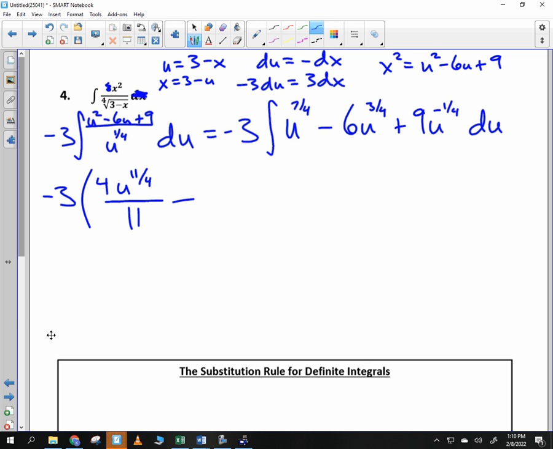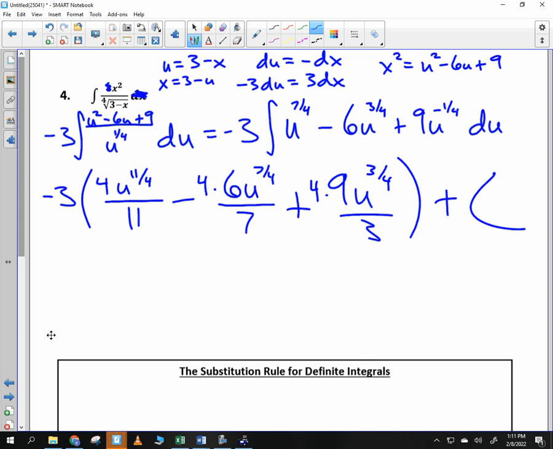And then we're going to have 6u to the 7/4 divided by 7/4 or multiplied by 4/7, plus 9u to the 3/4 divided by 3/4 or multiplied by 4/3. We're close.